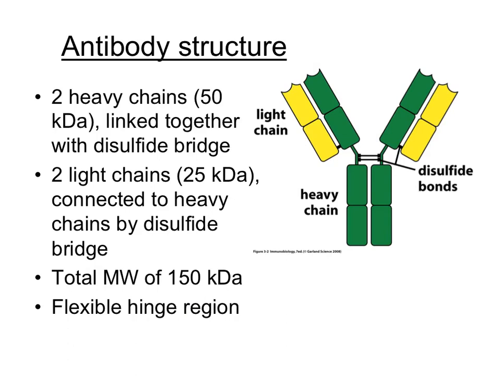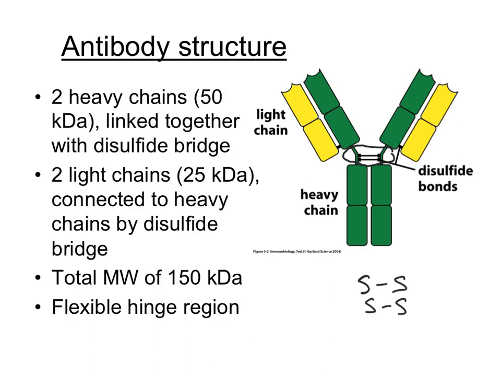A little more specificity here shows you that each antibody structure has 2 heavy chains which are 50 kilodaltons in molecular weight. Those heavy chains are linked together in what we call the hinge region. So the hinge region, which I've just circled here, they are bound to one another by disulfide bridges. So this is where we have disulfides. We can actually get covalent linkages between the 2 heavy chains.